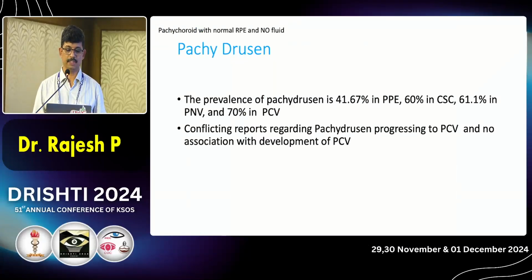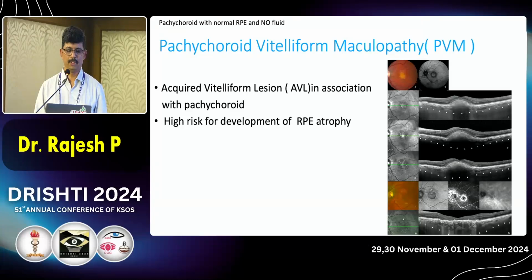When you make out pachydrusen, often it is seen over a pachy vessel in the cross-sectional OCT scan. What is the importance of pachydrusen is that pachydrusen is considered as an incidental finding in many of the pachychoroid diseases. A patient with a PCV, patient with a PPE, patient with a PNV, all these patients can have pachydrusen. But there are also a few reports which say that in these patients, pachydrusen may progress into a case of polypoidal choroidal vasculopathy. Pachychoroid vitelliform maculopathy.